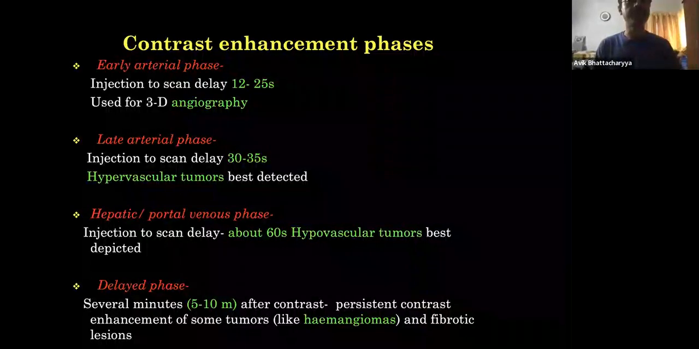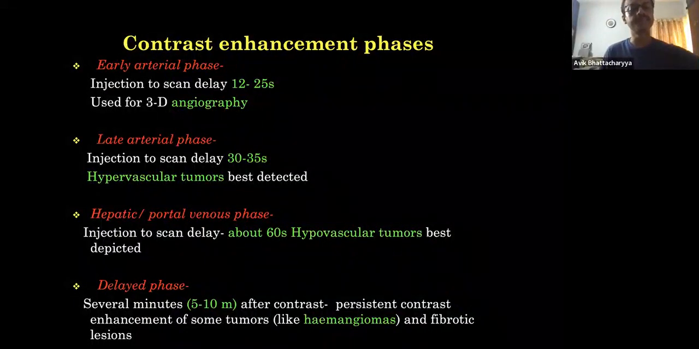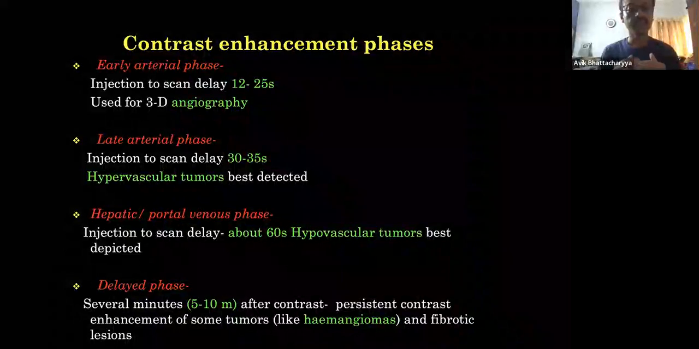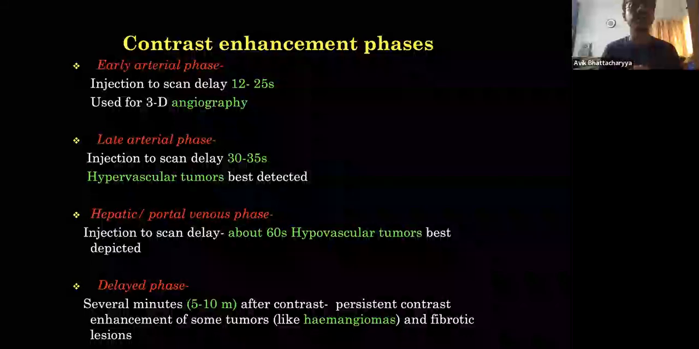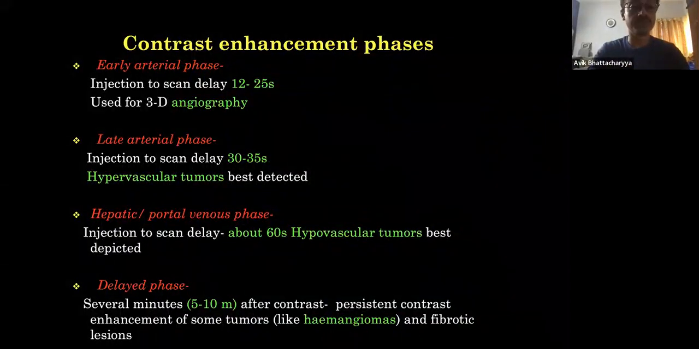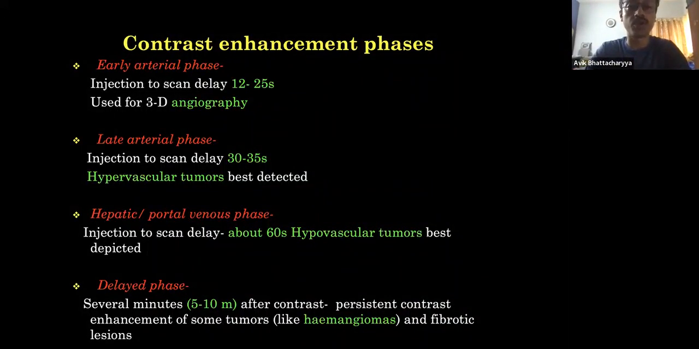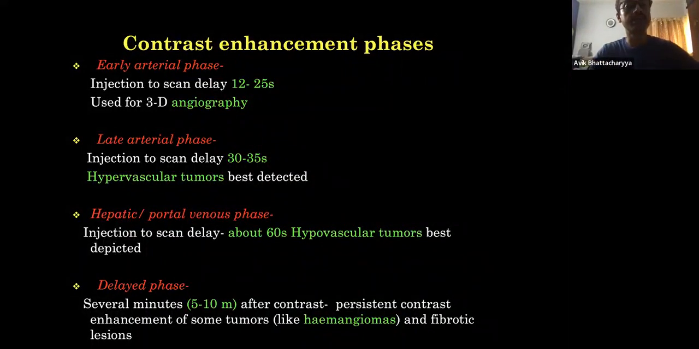So late arterial phase means it is like 25 to 30 seconds after starting the contrast injection. And this is very important to delineate hypervascular tumors. Particularly, as I told, the topic we have to discuss is the pancreatic protocol. So pancreatic protocol means this is a contrast study to delineate the smaller pancreatic tumors.